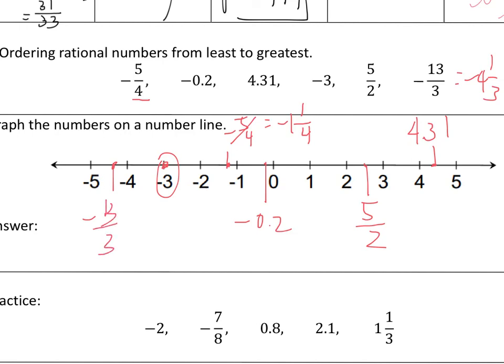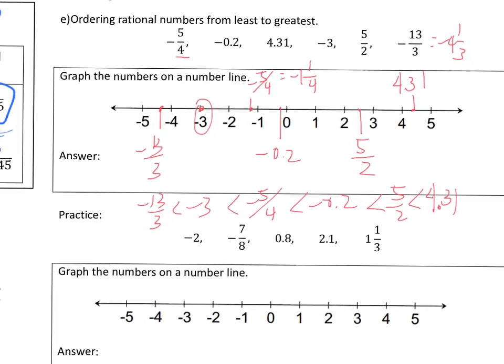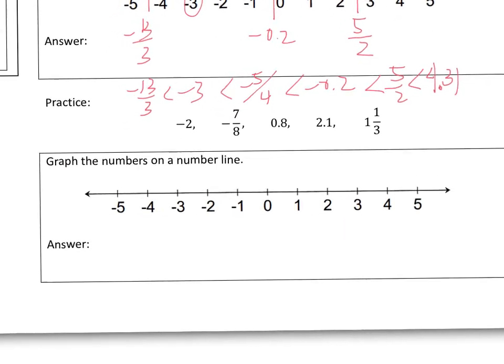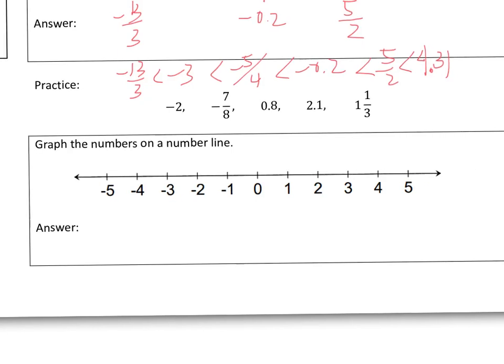So I'm done. So I'm going to order my numbers from least to greatest now. Again, you do the way you're comfortable with. Okay, you don't have to use a number line, but my suggestion is to use one so you do not make a mistake. Okay, let's do another practice problem.